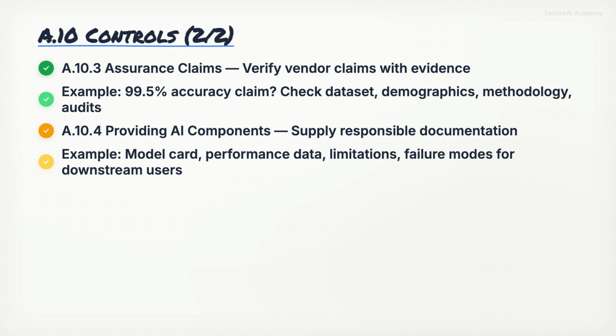Control 4. Providing components of AI systems. When you supply AI to others, provide adequate information. Example: the logistics company sells its demand forecasting AI to retail partners. They provide a model card with performance metrics and limitations, training data characteristics, recommended operating conditions, known failure modes, update terms, and a guide for responsible integration. This enables downstream users to conduct their own impact assessments.